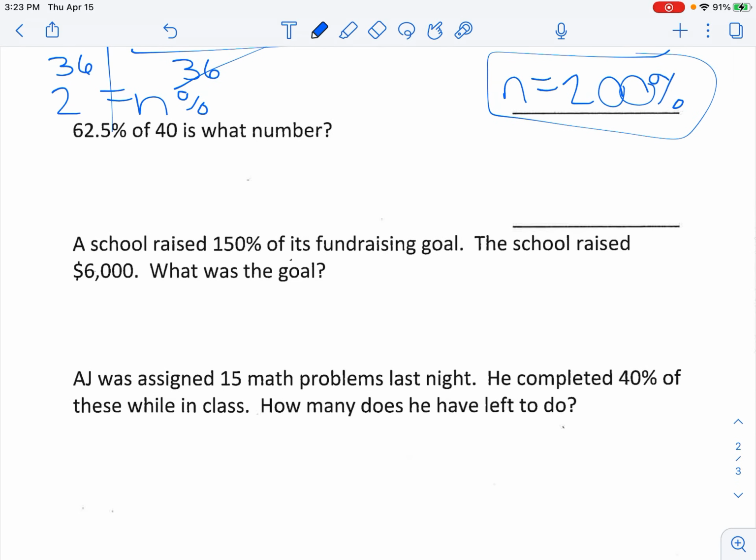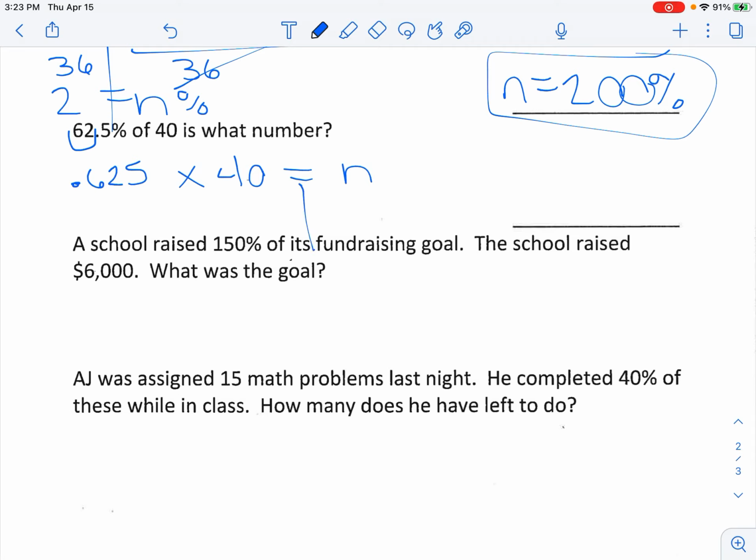62.5% of 40 is what number? Immediately convert your percent to a decimal. Percent to a decimal, we move the decimal 2 places to the left. So that is going to be 625 thousandths. Of means times 40 is your equal sign, and what number is your N?